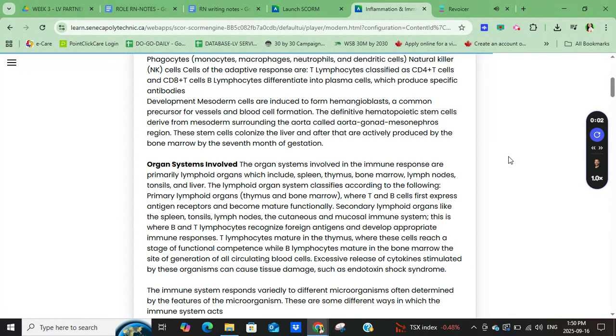T lymphocytes mature in the thymus, where these cells reach a stage of functional competence, while B lymphocytes mature in the bone marrow, the site of generation of all circulating blood cells. Excessive release of cytokines stimulated by these organisms can cause tissue damage, such as endotoxin shock syndrome. The immune system responds variedly to different microorganisms, often determined by the features of the microorganism. These are some different ways in which the immune system acts.